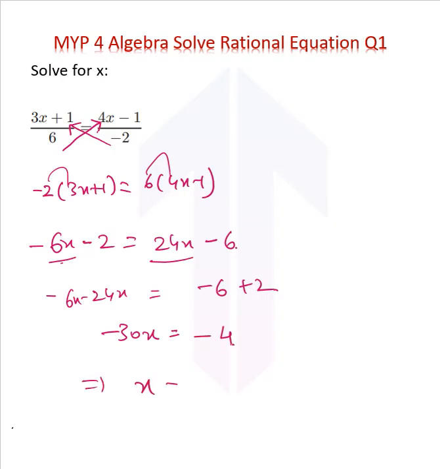So x is equal to, when you have negative on both sides, that cancels. So x is 4 upon 30 or 2 upon 15.